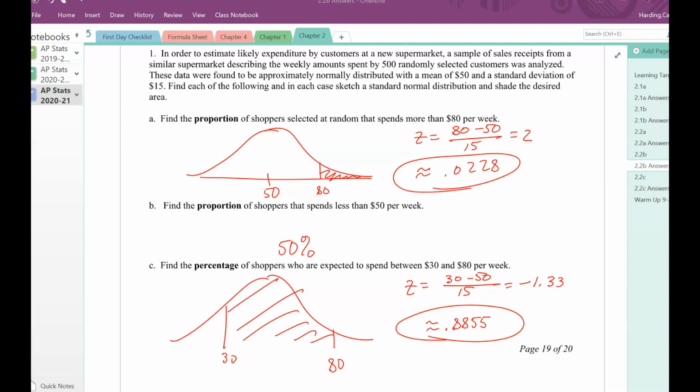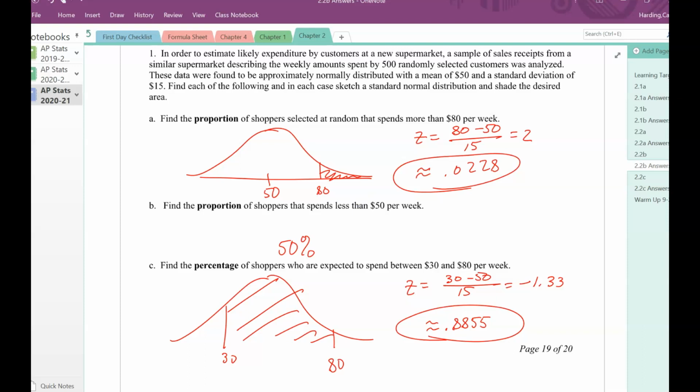All right, you're just going through a new scenario here. The likely expenditure of customers at the supermarket is normally distributed with a mean of 50, standard deviation of 15. For part A, find the proportion of shoppers selected at random that spend more than 80 per week. Convert 80 to a standardized score. Look that score up in the z-score table, and then subtract from 1 because you're looking at the proportion that spend more.